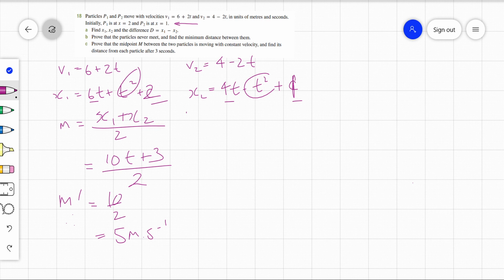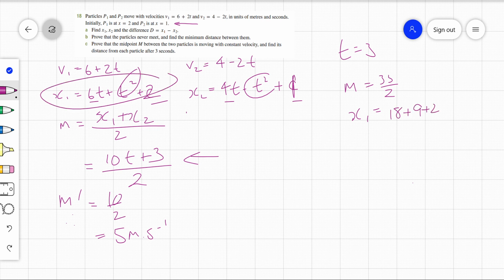All right, and then we want to find its distance from each particle after 3 seconds. Well, clearly, if I look at that after 3 seconds, where is that going to be? That's going to be 33 over 2. So our m is going to be 33 over 2. Our x1, if I sub 3 in at time equals 3, I'm going to get 18 plus 9 plus 2, just using that equation with 3 in it. And my second equation, I'm going to get 12 minus 9 plus 1, just putting 3 in that equation, so that's going to be 4.